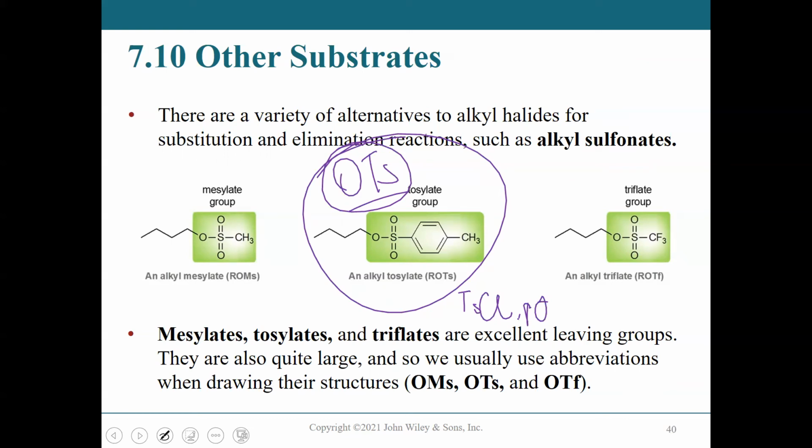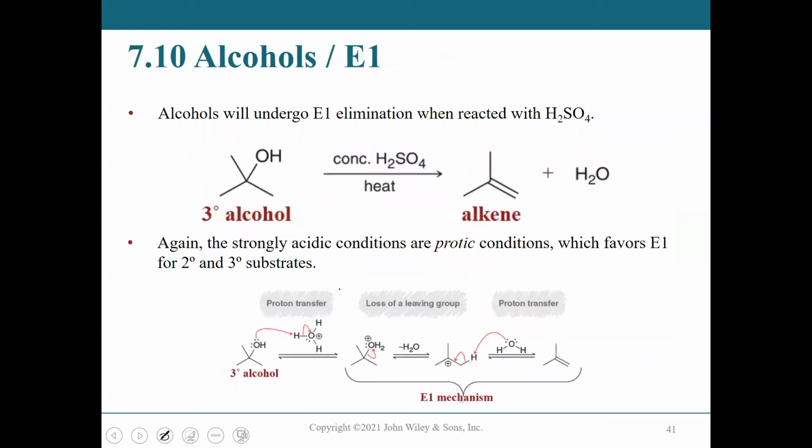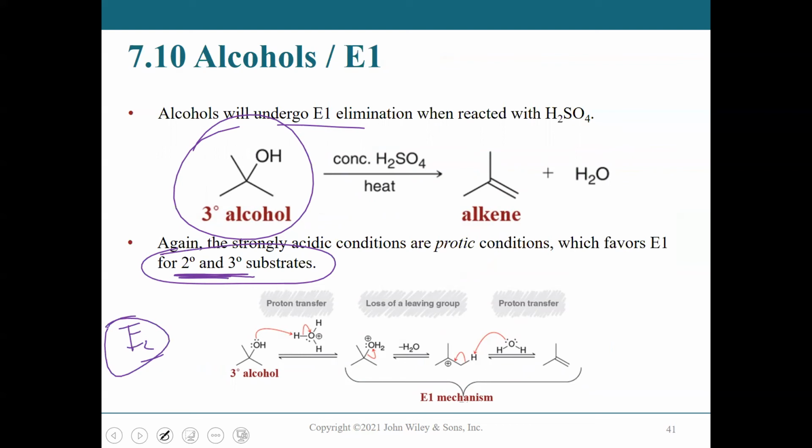Okay, so we use tosyl chloride and pyridine with the alcohol, and it will give you the product. This is the reaction I was going over with you guys: concentrated sulfuric acid with an alcohol. In this case, they have a tertiary alcohol, so of course it will do elimination. Again, strong acidic conditions favor E1 for secondary and tertiary substrates. For primary substrates, it should be E2.